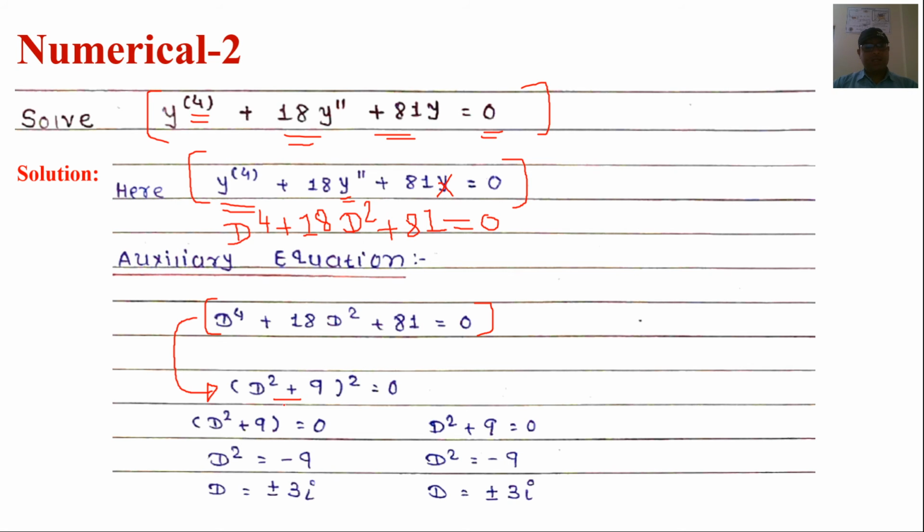Now this equation can be written as D square plus 9 whole square. So you can write it as D square plus 9 is equal to 0 and D square plus 9 is equal to 0, because here is a square, so you can write it 2 times. So D square is equal to minus 9 and D square is equal to minus 9. So you will get D is equal to plus or minus 3i, and also D is equal to plus or minus 3i. Now here you can observe that plus 3i and minus 3i are repeated 2 times.